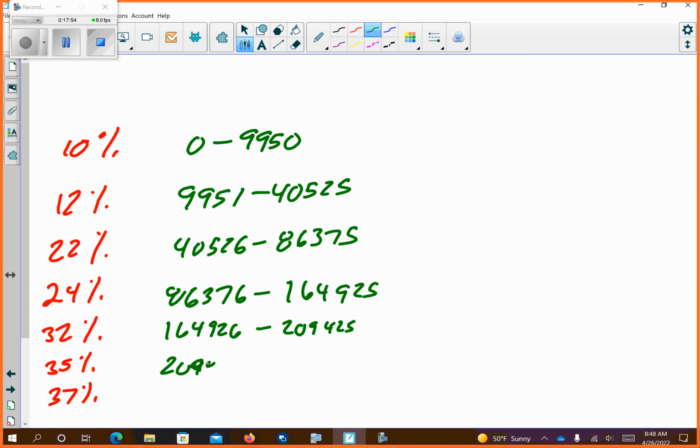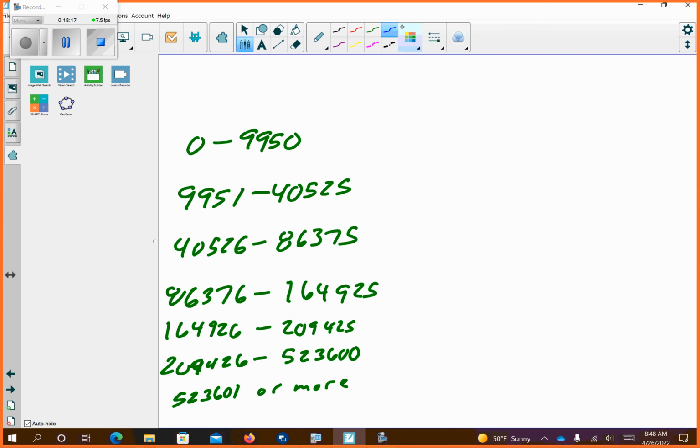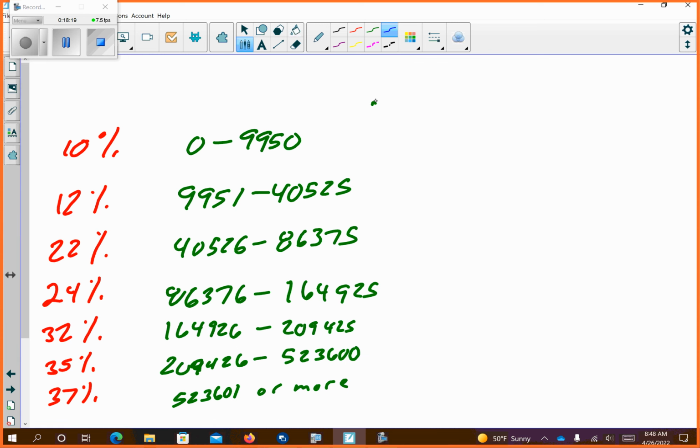So if you don't make that much money, you're below the poverty line, and then you don't have to pay taxes. Nope, you pay. I'm going to show you. If you make $10 a year, you pay $1. Oh, I got you. 10%. All right.